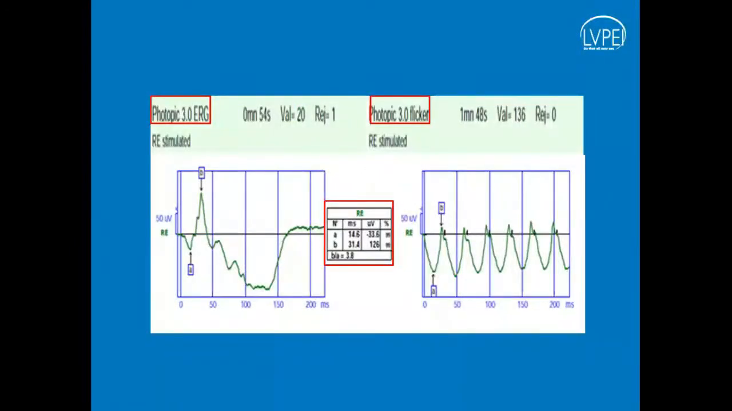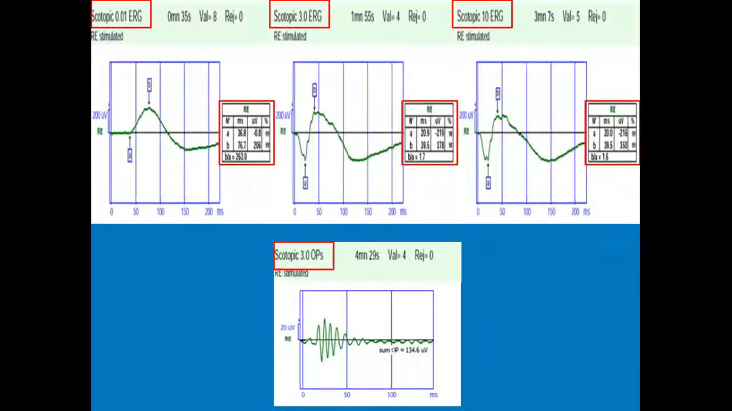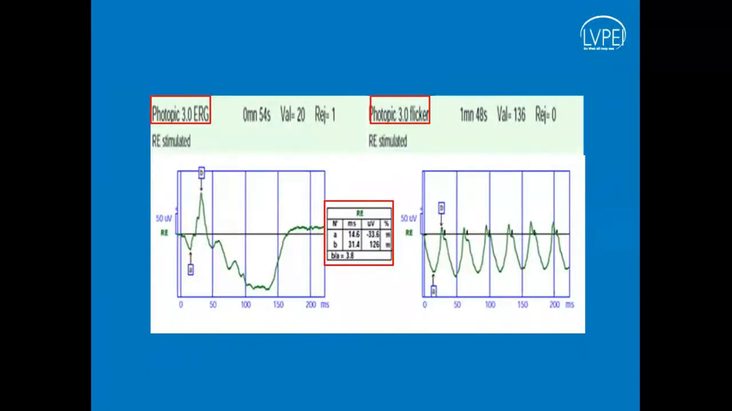The same thing is done in another setup, a photopic setup: photopic 3.0 and photopic 3.0 flicker. As Dr. Tapas suggested in the previous talk, photopic 3.0 is a single flash cone response and 3.0 flicker is a 30 hertz flicker. The response running average curve looks like this, and simultaneously, along with these two graphical representations, a tabular format pops out here, which determines the amplitude as well as the implicit time of the current recording.